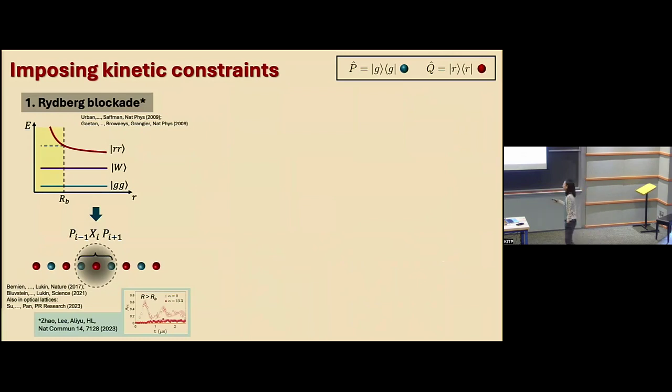Which means that where you've got 2 atoms that are close to each other, well within the Rydberg blockade radius, you cannot simultaneously excite them both to the Rydberg state. And that's forbidden by energy.